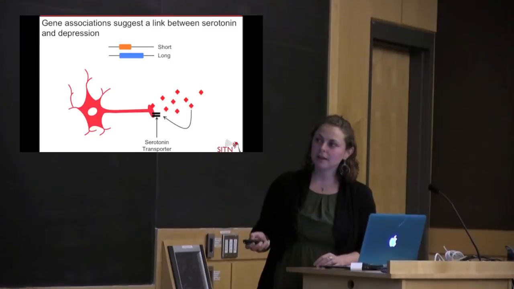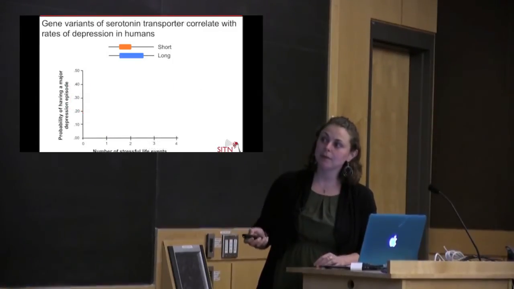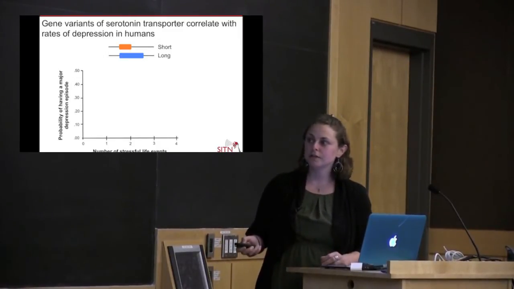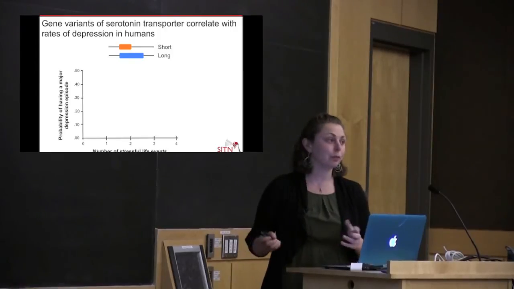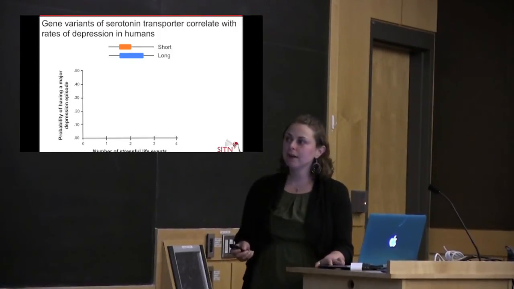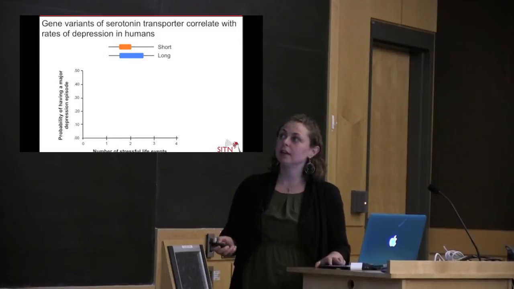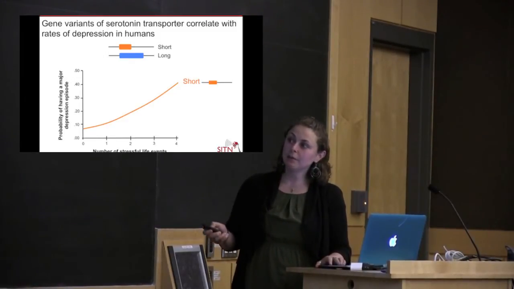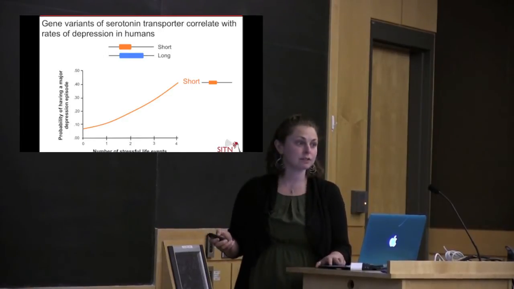So what we're going to be plotting here is, on the y-axis, the probability of having a major depressive episode, and on the x-axis, the number of stressful life events that an individual experienced. So 1 stressful event, 2, 3, or 4 or more. And so what they found was that individuals carrying the short form of the serotonin transporter gene had a very high probability of having a depressive episode as the amount of stress in their lives increased.